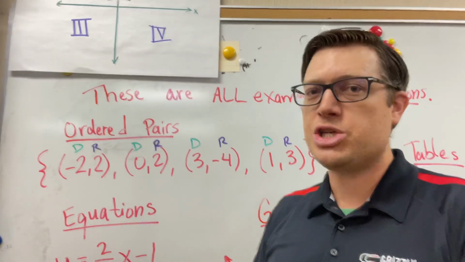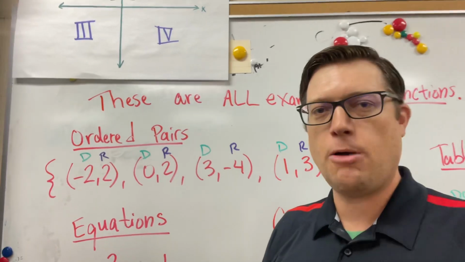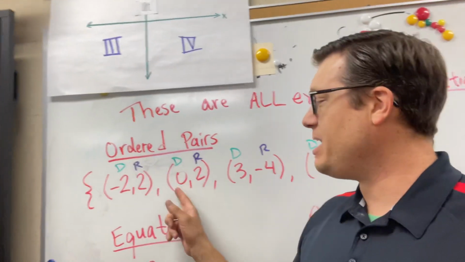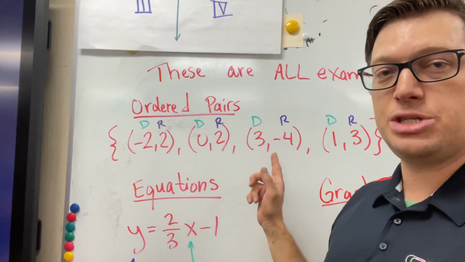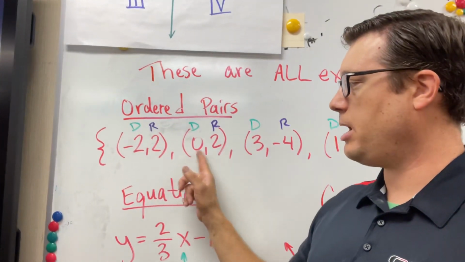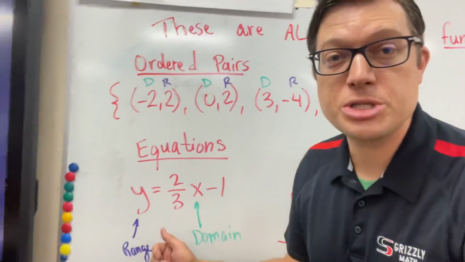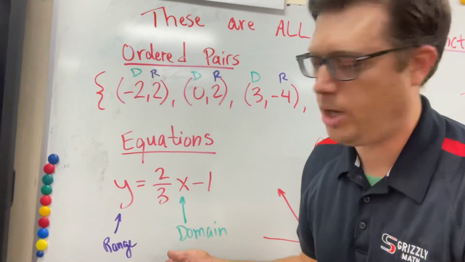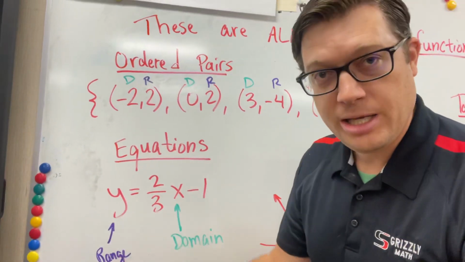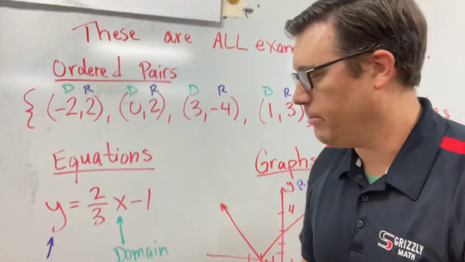Just like a relation, ordered pairs help us identify the input to the output. So our domain elements all have a range element that they are connected to. So domain, range, domain, range, domain, range. We can see functions written as equations, like y equals 2/3 x minus 1, where y is made up of range and x is made up of all of the domain elements.